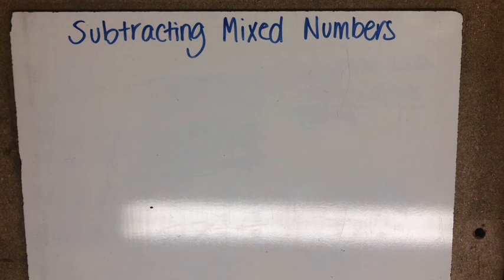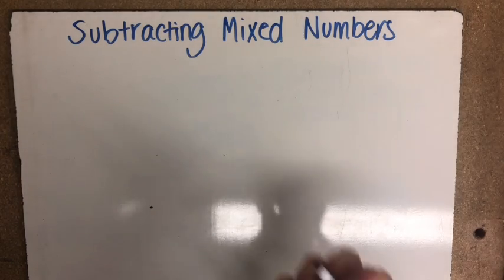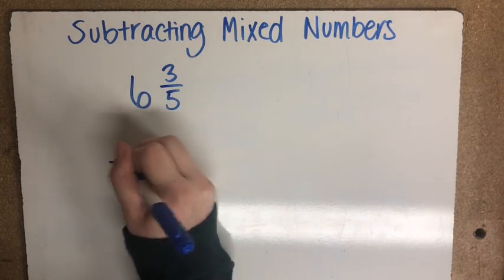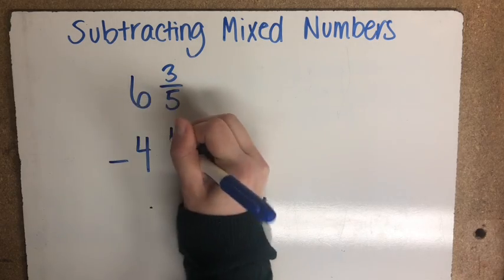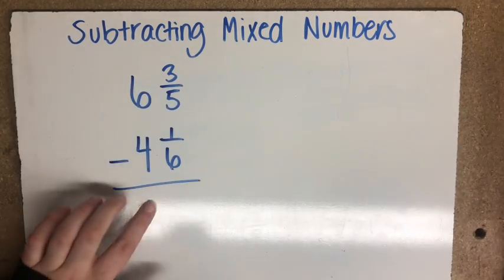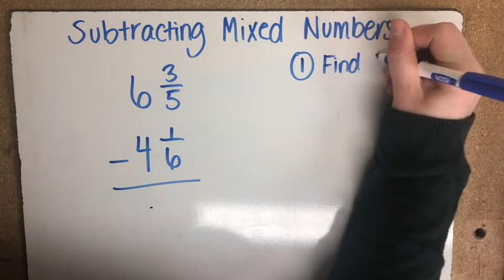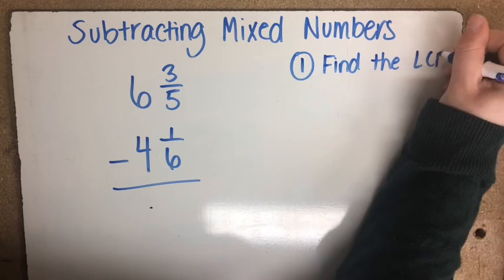Let's look at this example here. We have 6 3/5 minus 4 1/6. Okay, first step, find the least common denominator.